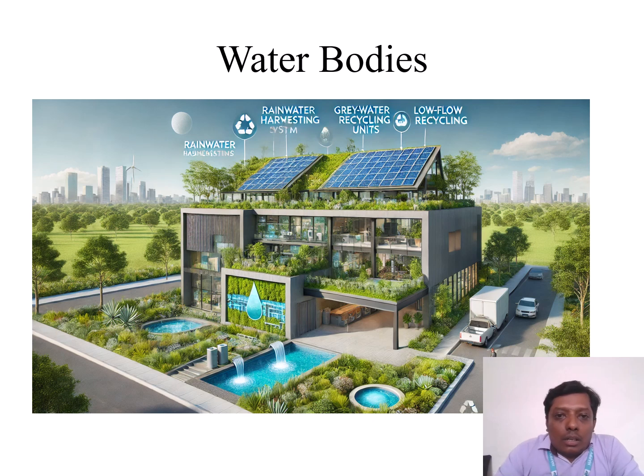The water bodies example: rainwater harvesting and grey water recycling units are there. Low flow recycling. So in that the waters are collected and recycled. Then it can be used for gardening purposes. Then for washing cars and all.